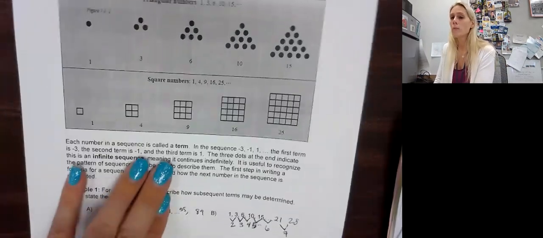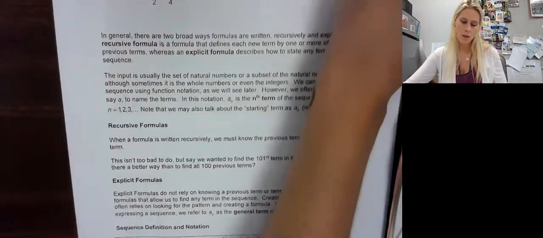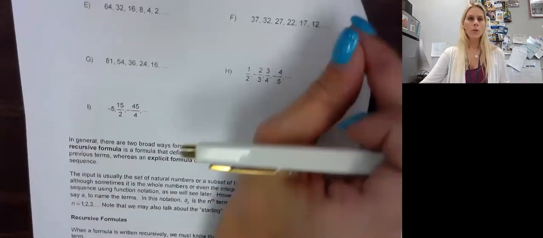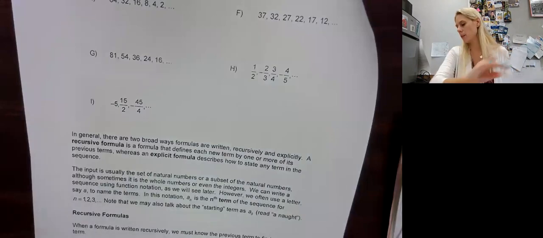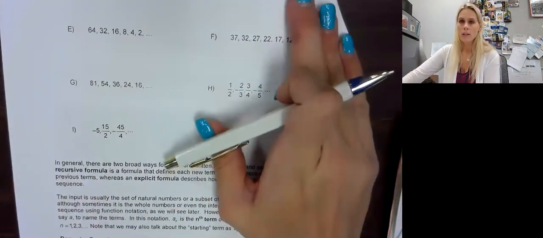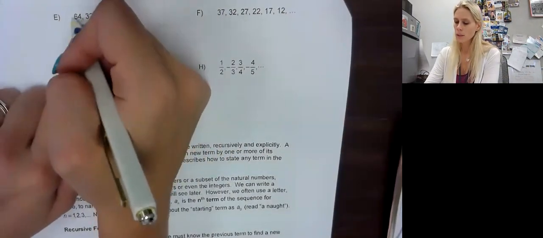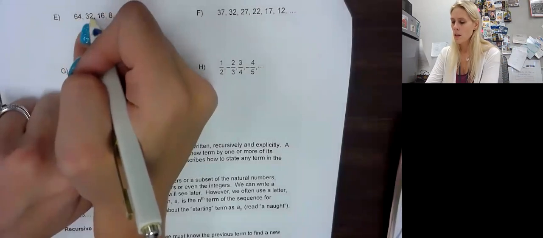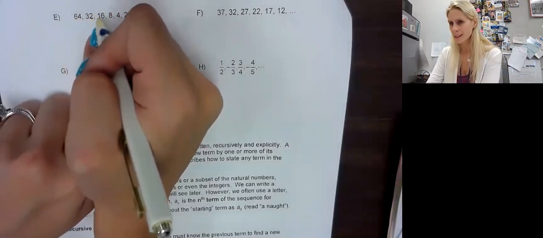The next page is some other patterns we're going to recognize, and I want you guys to really look at how I'm finding these out. So we have 64, 32, 16, 8, and so on. But if we look at addition and subtraction, like I did on the other page, we would be subtracting 32 to get to 32. But if we subtract 32 from 32, we would get 0, not 16.